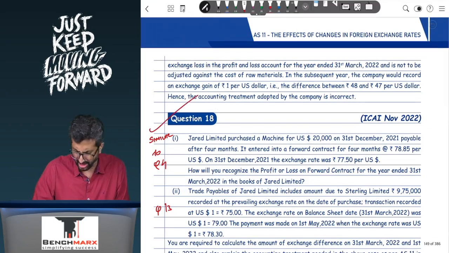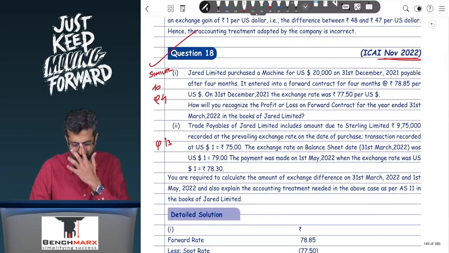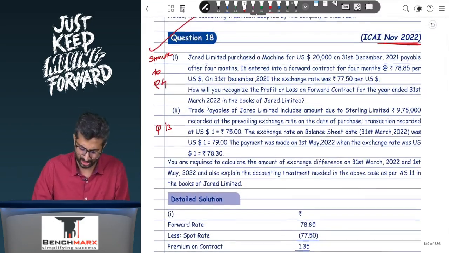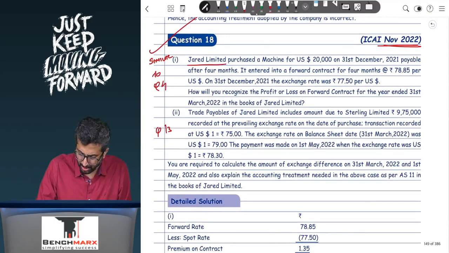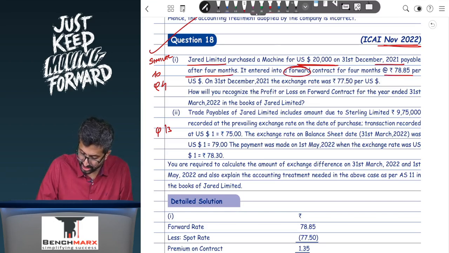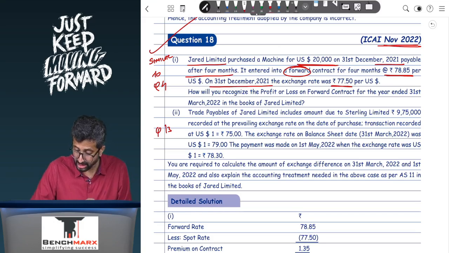Okay, question 18, it is a recent exam paper, but it is very similar to questions earlier done, and that is, I think, the last question. Jared Limited purchased a machine for $20,000 on 31st December 21, payable after 4 months. It entered into a forward contract for 4 months at 78.85. On 31st December 21, the exchange rate was 77.5. Now, this is a spot rate.